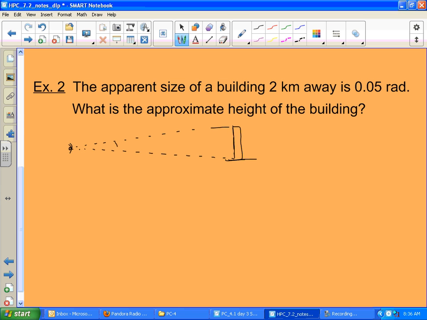And you have this radius and this theta angle that we have, 0.05 radians. And we're 2 kilometers away.